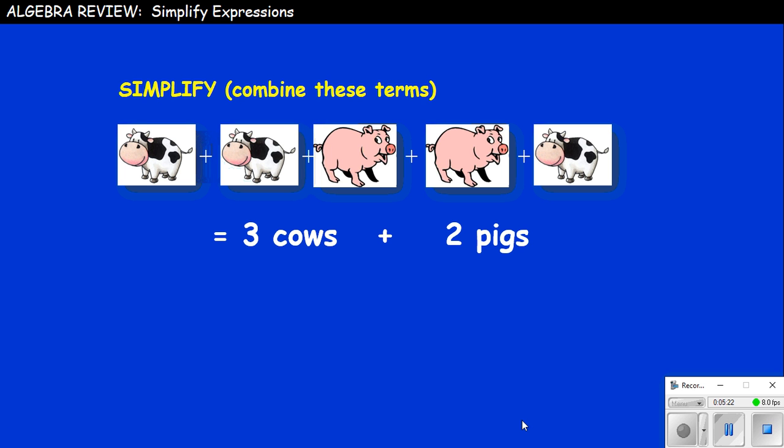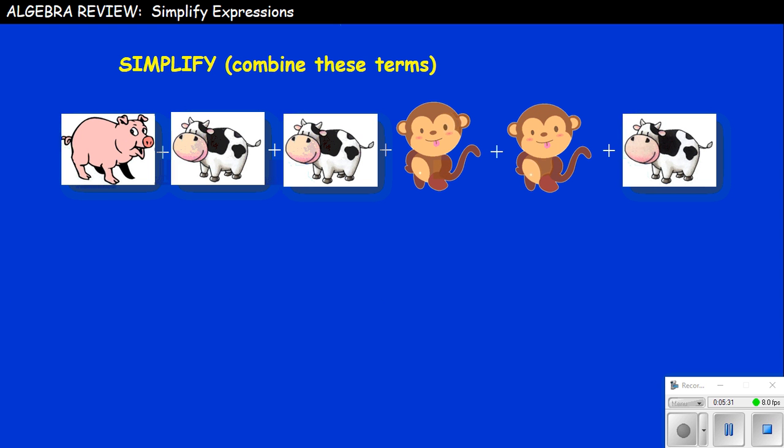Now, mathematically, we're going to drop the pictures in just a few minutes and break this down to simply saying 3c plus 2p. One more picture problem. Here we have pigs, cows, and monkeys. As we add them up, again, as animals are different, we don't combine them together. In this case, we look at our pictures, we have 1 pig, so we'd start with saying pig. If you want to put a 1 in front of it, you can. But if your coefficient is just a 1, you don't need to include it.